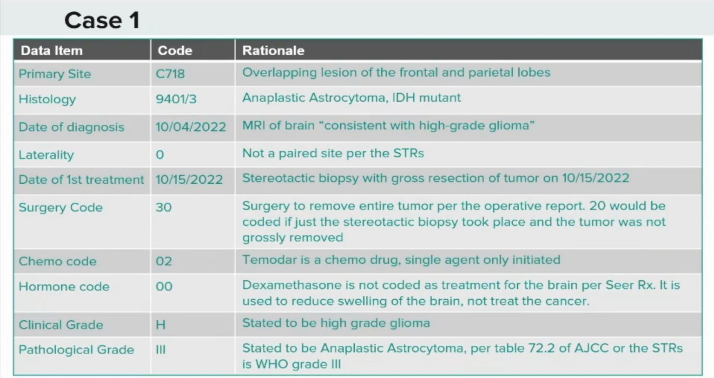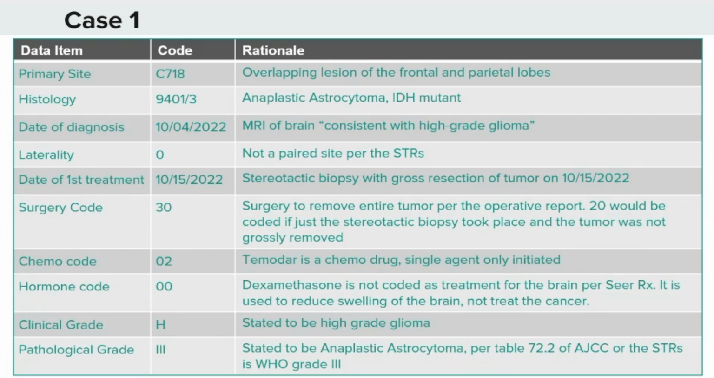The date of first treatment is 10/15/22 of the stereotactic biopsy with gross resection of tumor. And the surgery code, it's a 2022 case, so it is code 30, and it was a 30 because the surgery was removing the entire tumor per the operative report. 20 would not be coded if it was just the stereotactic biopsy. 20 would be coded if it was just the stereotactic biopsy that took place and the tumor was not grossly removed.